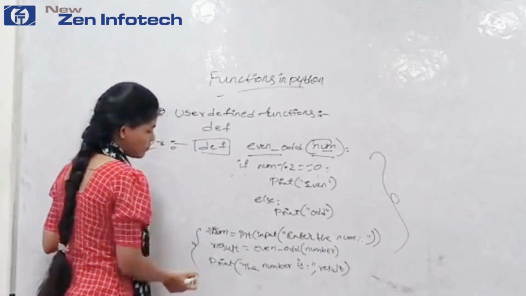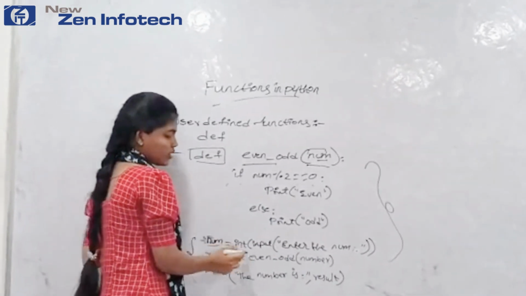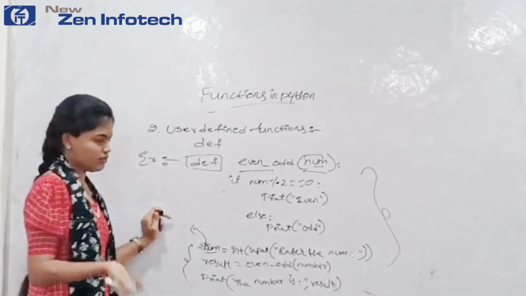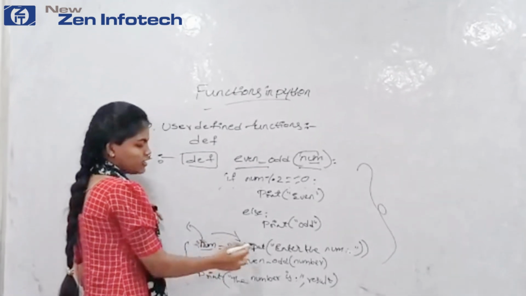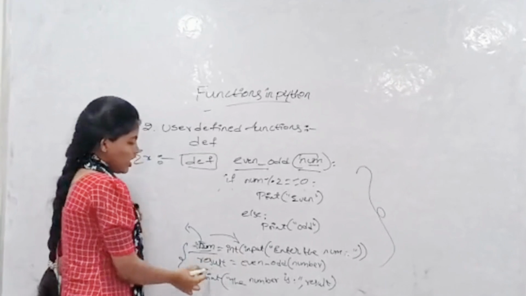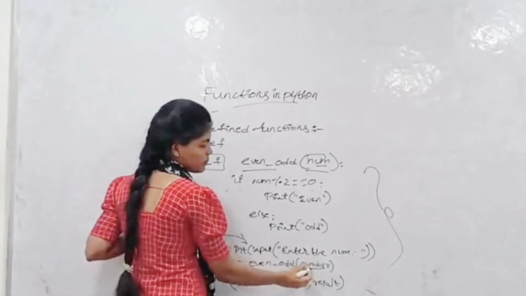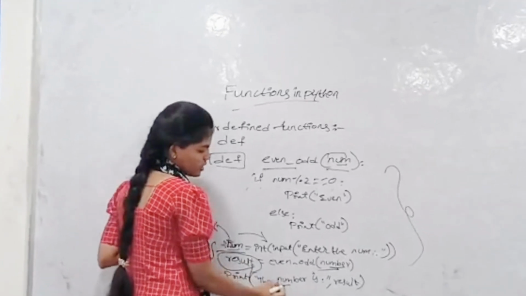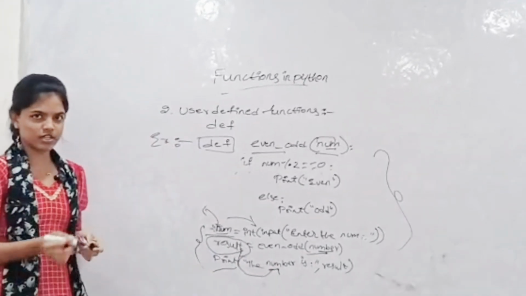This is function calling. The number is taken from input, so the user gives the numbers as they wish. For taking the input, we wrote this statement. The result will be stored here and then printed here, so we use this print statement here.